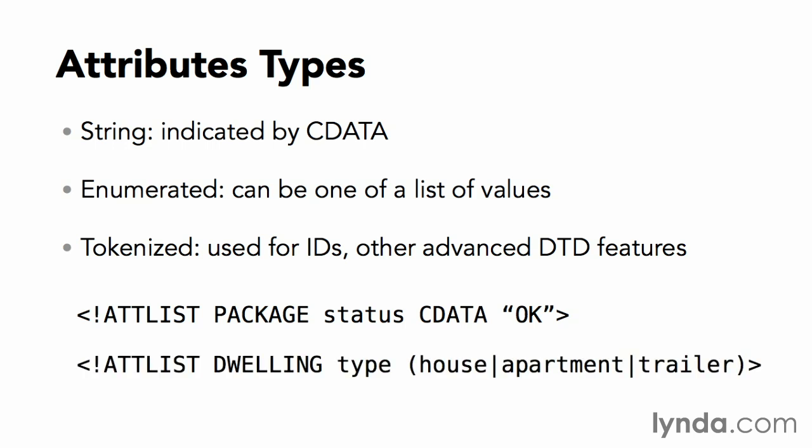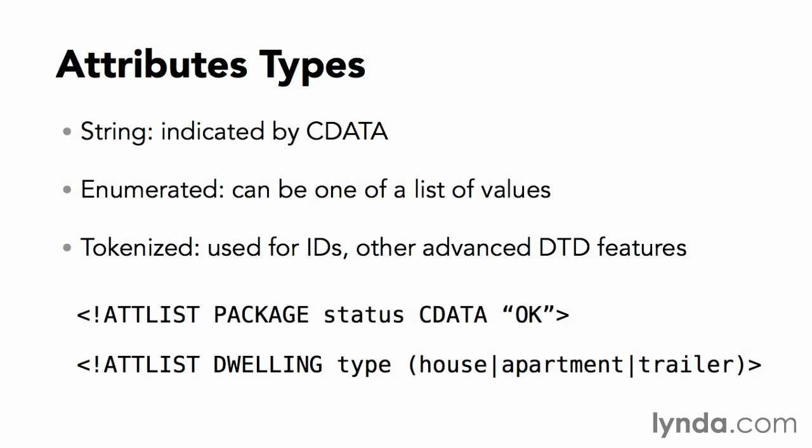An enumerated type looks like this. And in this case, we're defining an attribute for a dwelling element. And the type can be one of the following inside the parentheses separated by those vertical bar characters. That's pretty similar to how you define a choice type of element declaration. So in this case, the type attribute for the dwelling element can be either house or apartment or trailer. It can't be mobile home or condo. Those would result in an invalid attribute.